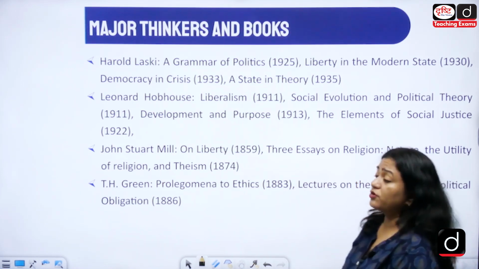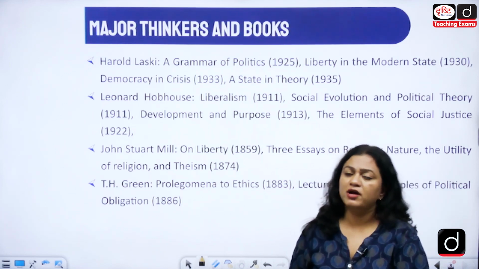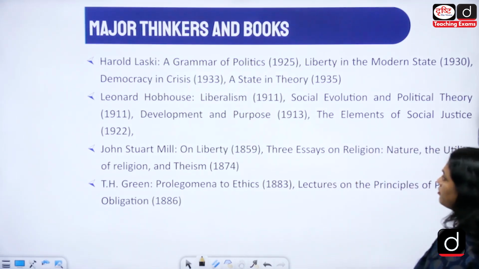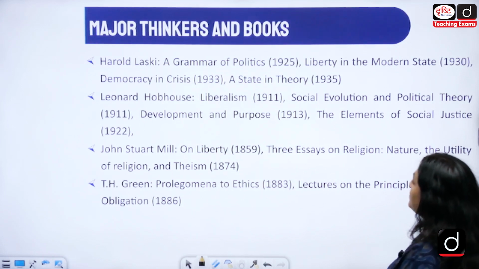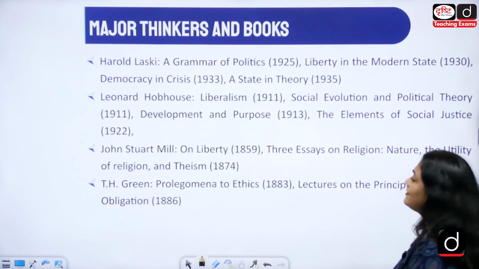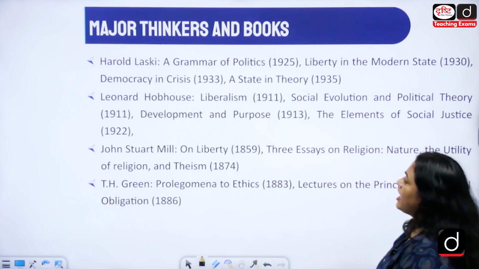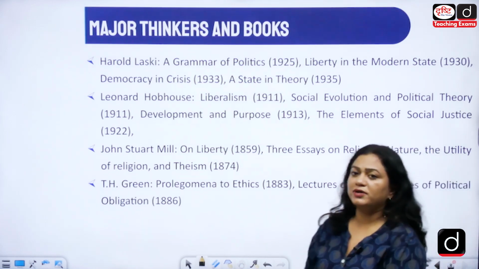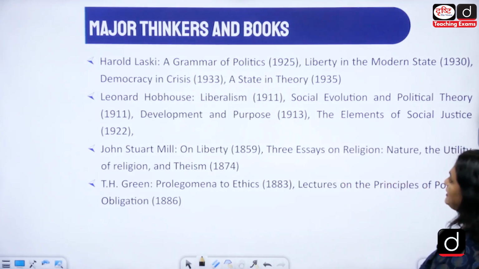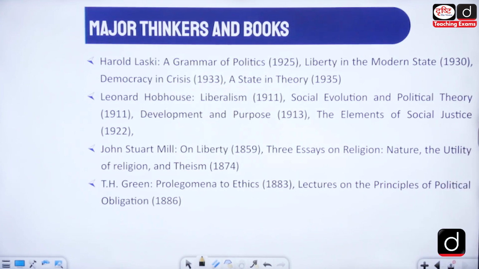Harold J. Laski is one of the prominent figures associated with modern liberalism as well as with positive rights. He has written the following books: A Grammar of Politics, published in 1925, Liberty in the Modern State, 1930, Democracy in Crisis, 1933, A State in Theory, 1935. Then we have Leonard Hobhouse, also known as L.T. Hobhouse. He has written the following books: Liberalism, published in 1911, Social Evolution and Political Theory, 1911, Development and Purpose, 1913, The Elements of Social Justice, 1922.